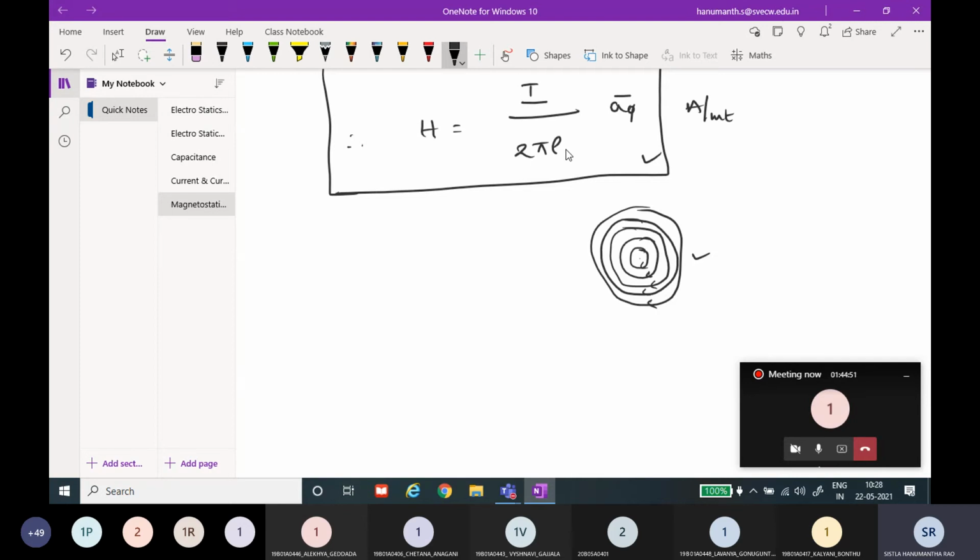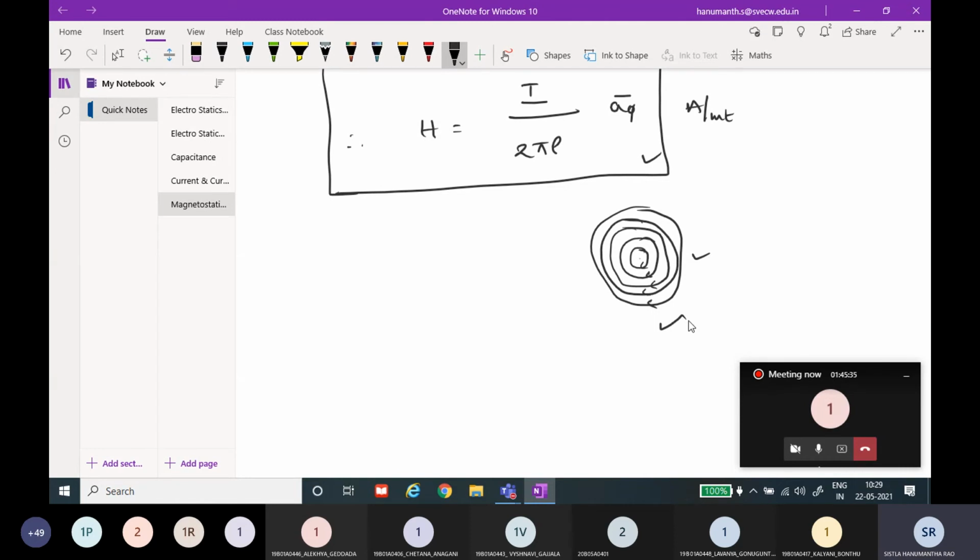Okay, the second point: the direction of H is along phi. It is tangential. Write down, it is tangential to the concentric circles around the conductor, as shown in the figure. What is that figure? This is the figure, as shown in the figure.